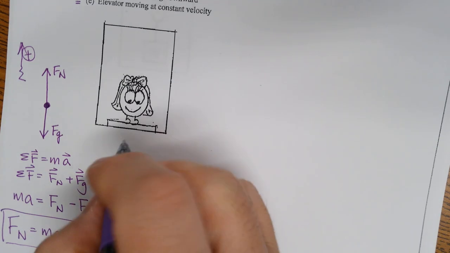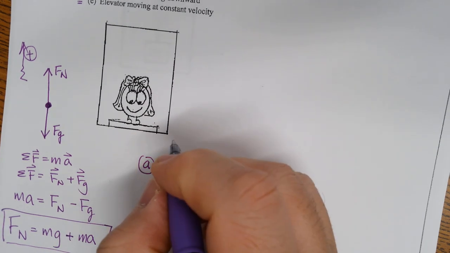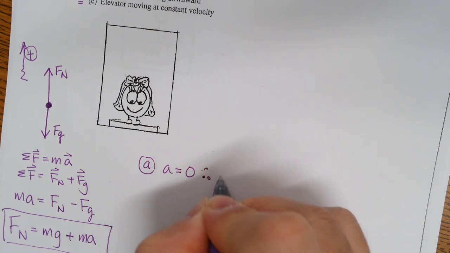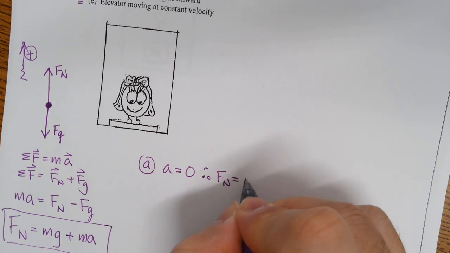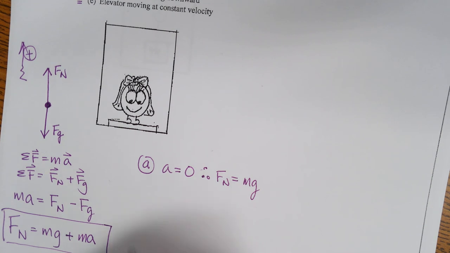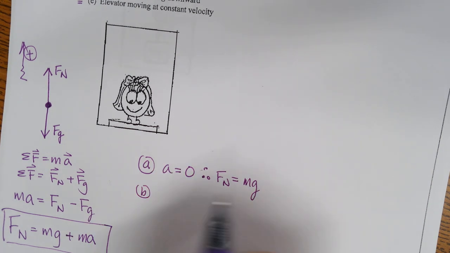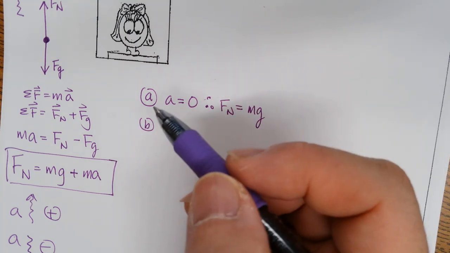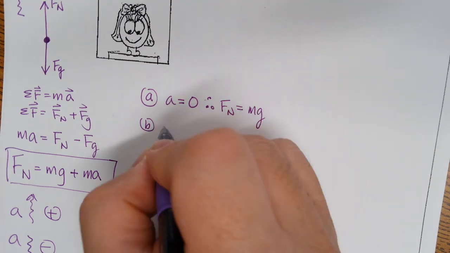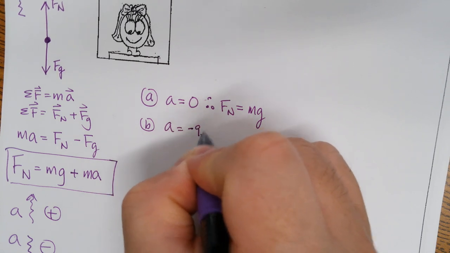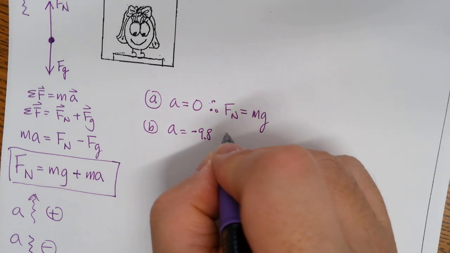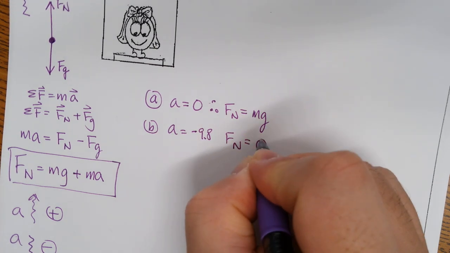So what's going on with part A? For part A, your acceleration is zero. Therefore, your F normal is equal to mg. Part B, the cable breaks. Then your acceleration is basically negative 9.8, because you are accelerating at g. Therefore, your F normal is equal to zero.